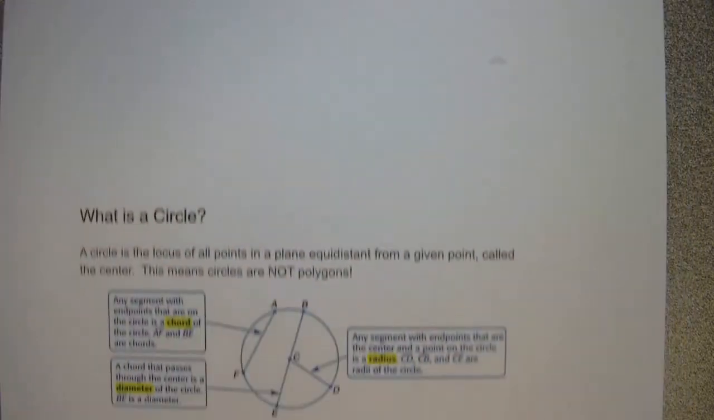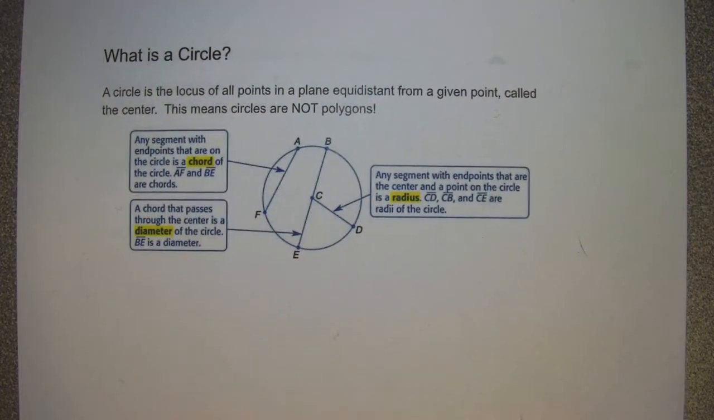So let's start off. What is a circle? Because again, definitions in geometry are everything. So for us, a circle is going to be the locus of all points in a plane equidistant from a given point called the center. Wow, that was a lot. So let's break it down.